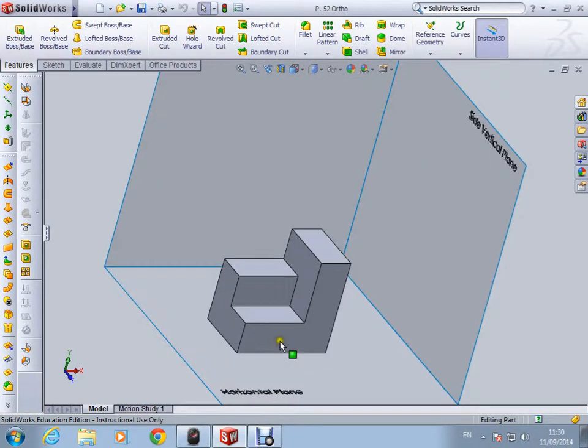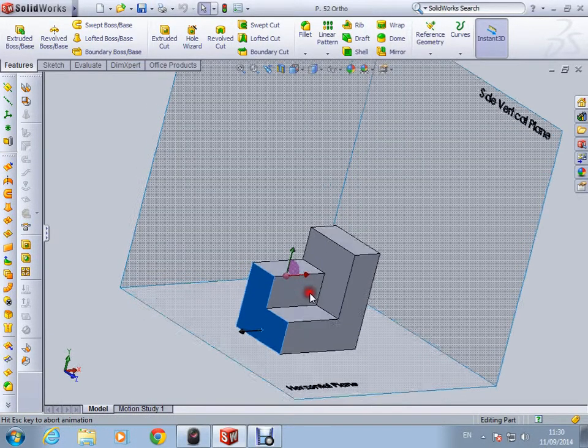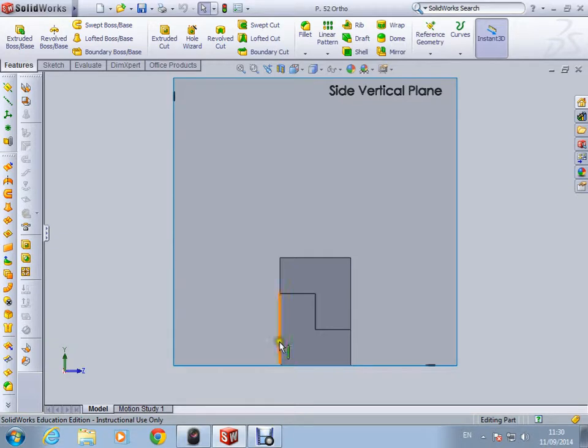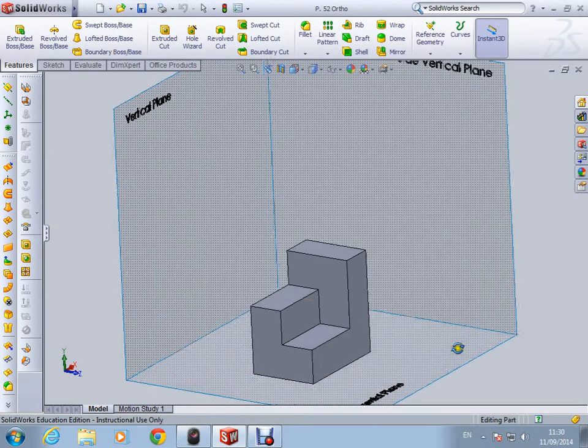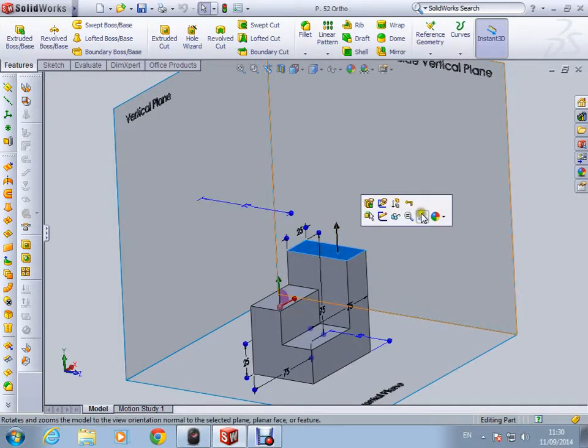If I look in secondly from my end view, that's what my view is going to look like. That view is projected onto your side vertical plane. And finally, in plan, if I look down on top, that's what my plan is going to look like. The outline of my plan will look like that.